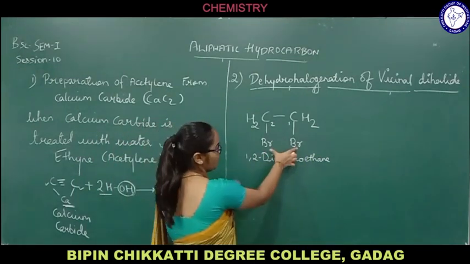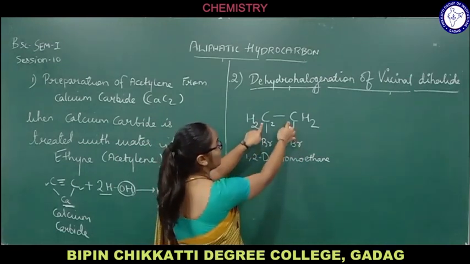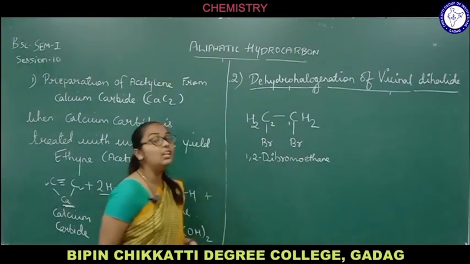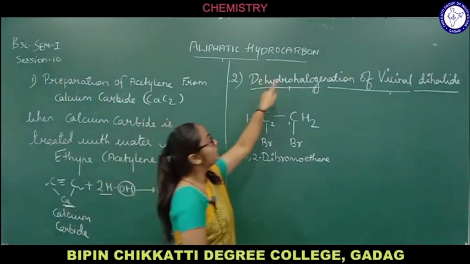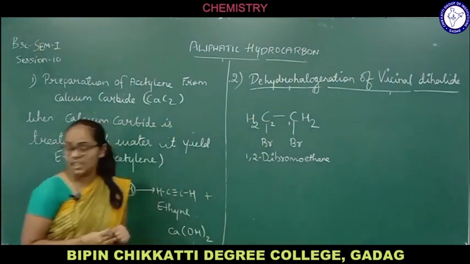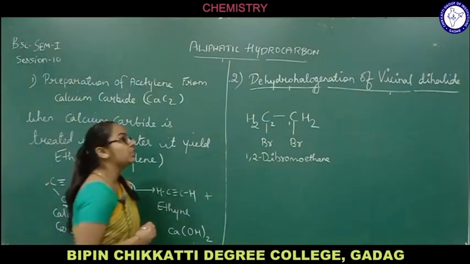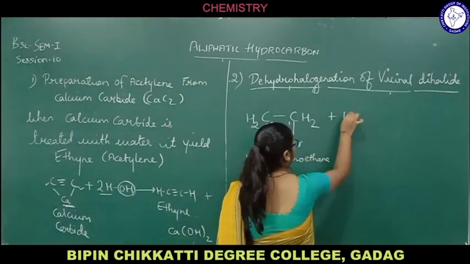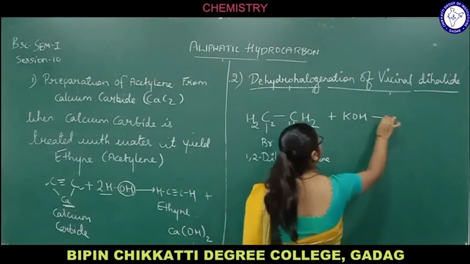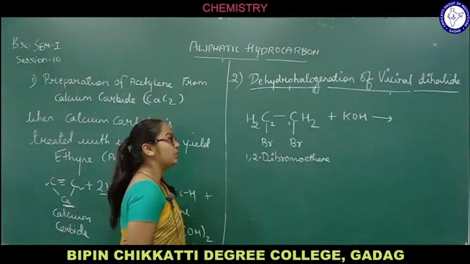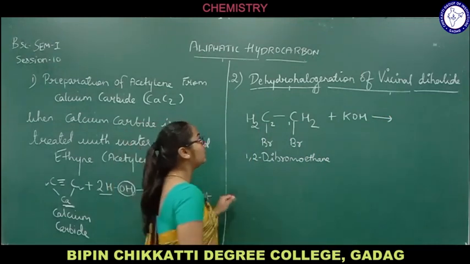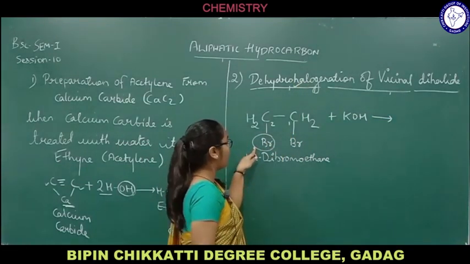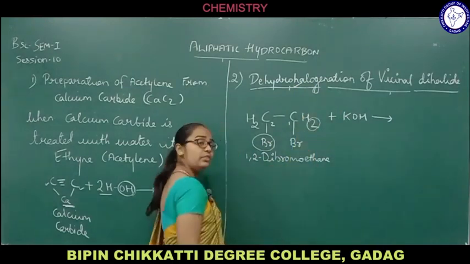The two halo groups have been attached to the adjacent carbon atoms, so this is the vicinal dihalide. From this vicinal dihalide we need to remove hydrogen and halogen to yield the alkyne. This reaction takes place in the presence of potassium hydroxide, caustic soda, right? So in the presence of this potassium hydroxide, the halo group needs to be removed. Apart from that, the hydrogen also needs to be removed, isn't it?